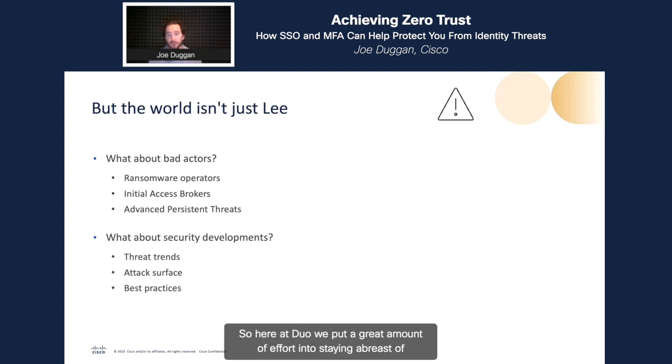So here at Duo, we put a great amount of effort into staying abreast of the latest trends, patterns, and attack types. We respond to them in the way that we are prioritizing our product development. We work very closely across Cisco and understand reports that come out of Talos and our intelligence community here. And then we also want to contribute back to the community. So we have researchers who are contributing to MITRE. We've got a lot of folks who have come from CISA, and we want to make sure that we're staying plugged in to the entire cybersecurity industry and community to make sure that we can learn these developments and trends so that we can improve the product for our customers.